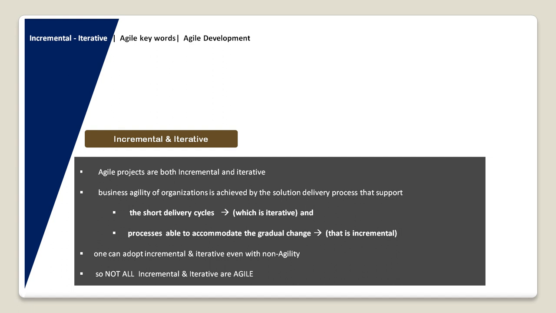In Agile, every cycle should end with a clear situation or clear output. This means the end result should potentially be in a position to release or deploy something. So iterative and incremental development can help achieve this goal. So Agile projects are incremental and iterative. As a matter of fact, one can adopt incremental and iterative even with non-agile projects. So we can say not all incremental and iterative developments are Agile.